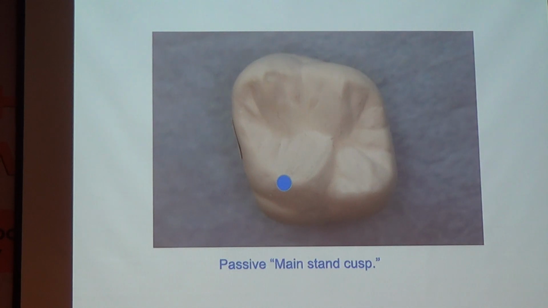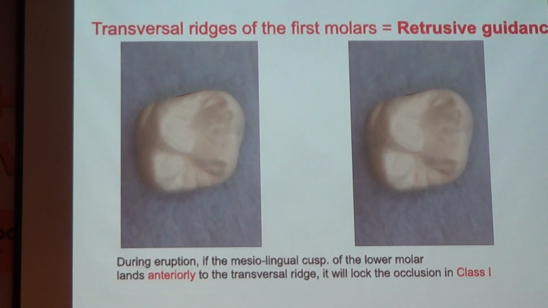This is buccal. Here where the lower molar cusp lays on. Thì chỗ này là múi của răng cối dưới. This is the marginal ridge. And the transverse ridges of the first molar are responsible for what we call retrusive guidance. Và phần gờ chéo của răng trước hàm trên, răng số 6, nó là hướng dẫn lùi sâu.